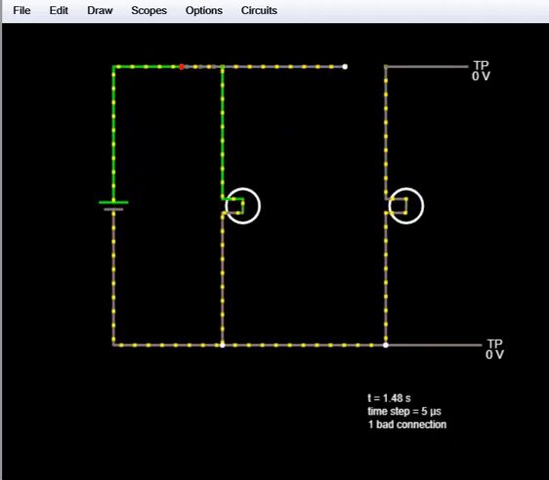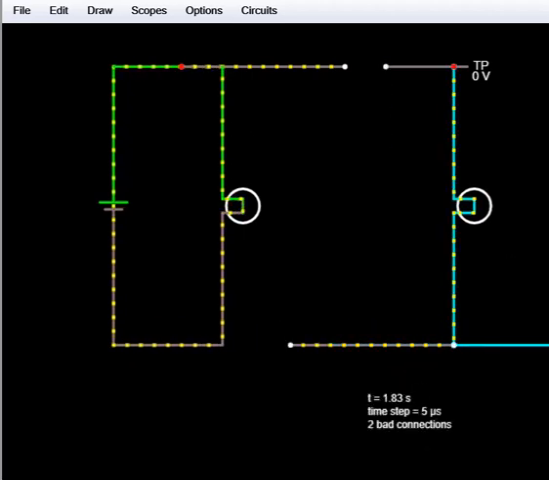So let me just remove the continuity between the parallel combination, and you can see the test point there on the top. The voltage across the first test point is 0 volt because of the discontinuity, and the current will flow only across the first bulb.